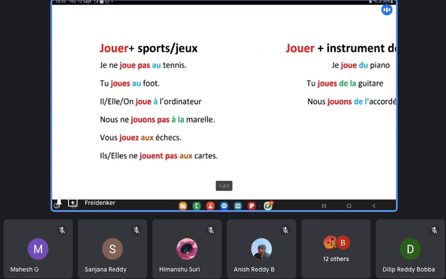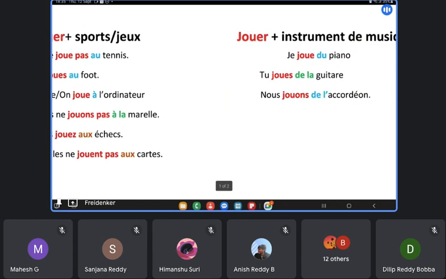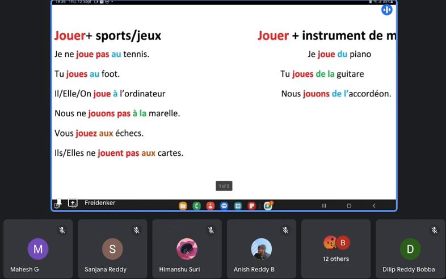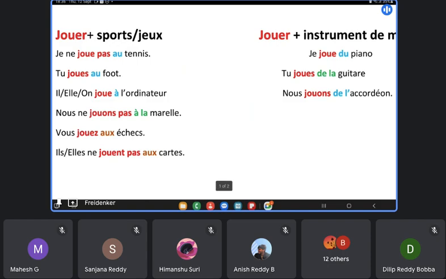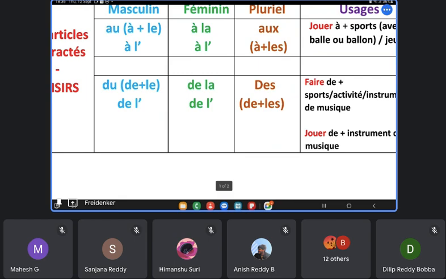These examples, okay, this is for jouer à, because sports and games take jouer à. Musical instruments take jouer de. So piano is masculine, you have du. Guitar is feminine, de la. Okay, we have an instrument beginning with a vowel. Accordéon begins with a vowel, so de l'. De l' doesn't change because only de le and de les will change. Look here, de l' stays as it is.